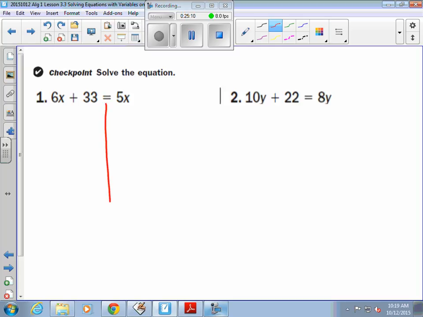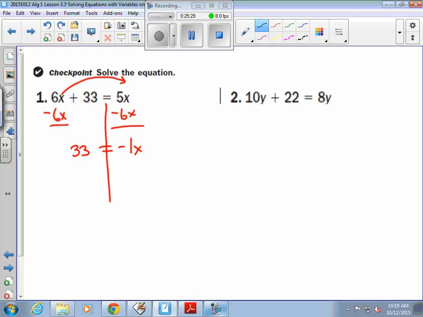So in this case, let's bring 6x over to the right side. It's positive 6x, so subtract it. If you do it the other way, it'll still come out right. I'm trying to save a step right here. 5x minus 6x is negative 1x, is equal to 33.